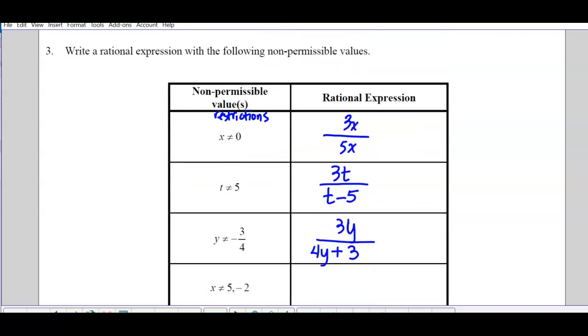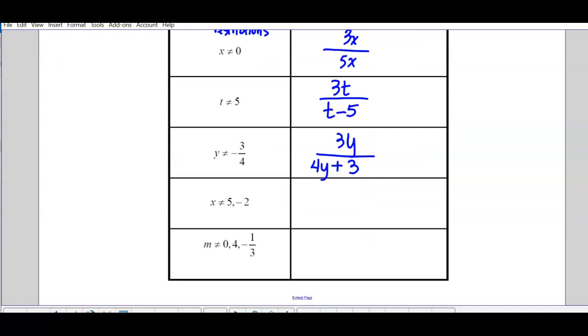Oh, sorry. And then two non-permissible values means we're going to have two brackets, two factors in the denominator. So I'll just keep 3x, I guess. So we're going to have two factors. These are just integers, so it's going to be the opposite sign of each one. Okay. Here we have 4, so there's going to be 4 factors.